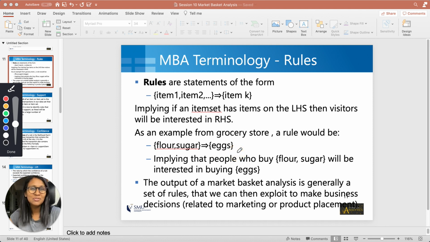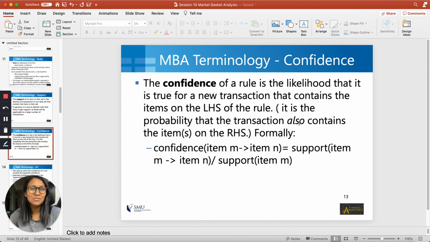In terms of probability, I'm talking about a conditional probability here. So if I say that the confidence of the rule flour and sugar implies eggs is 80%, then what it means is that 80% of the transactions that have flour and sugar also have eggs present in those transactions. That is the meaning of the confidence of a rule. So coming back to this slide, basically what we're saying is that confidence of a rule is the probability that a transaction that contains the left hand side also contains the right hand side.